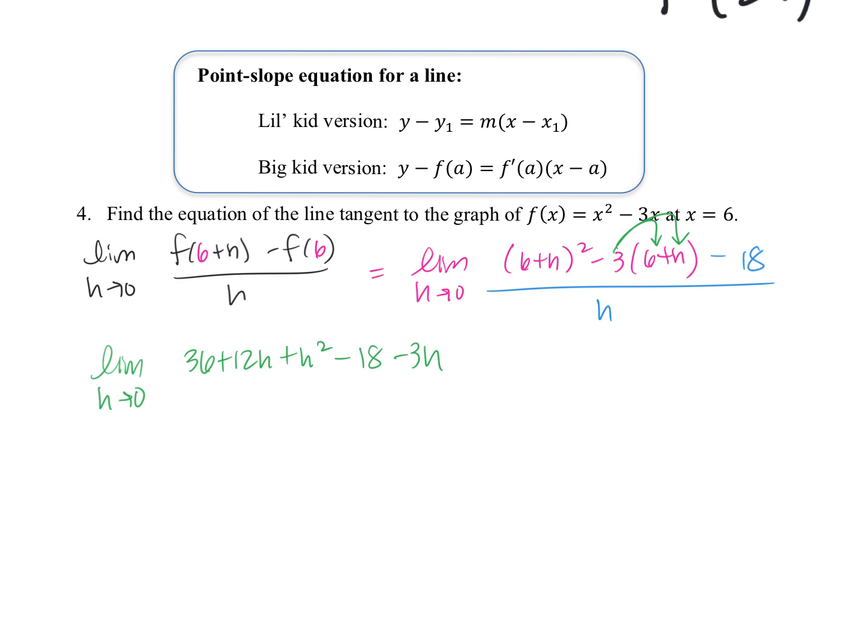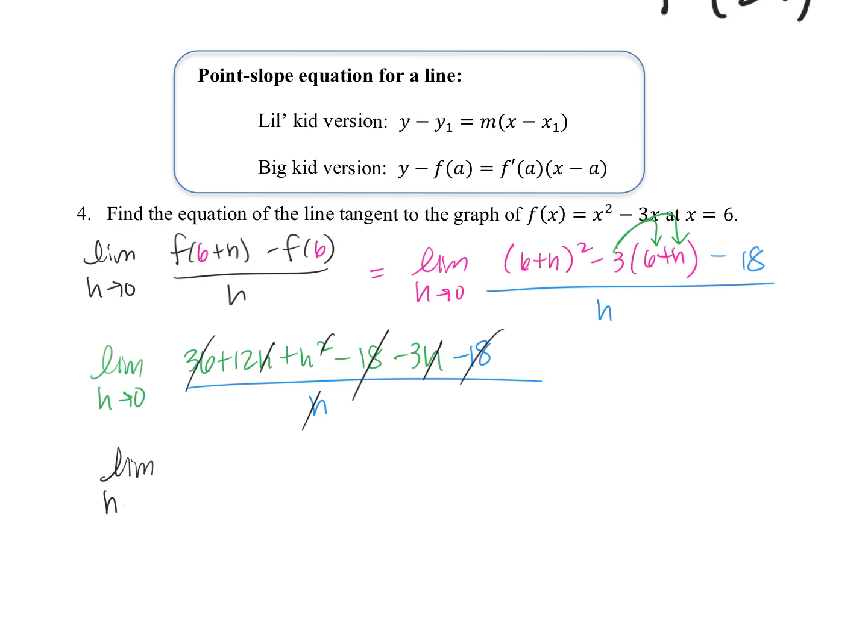Oh, and then I was a little nervous about this extra minus 18, but I like it. Why do I like it? Negative 18, minus 18, that adds up to positive 36. Does everything left have an h? Yes. Boom, boom, boom, boom.